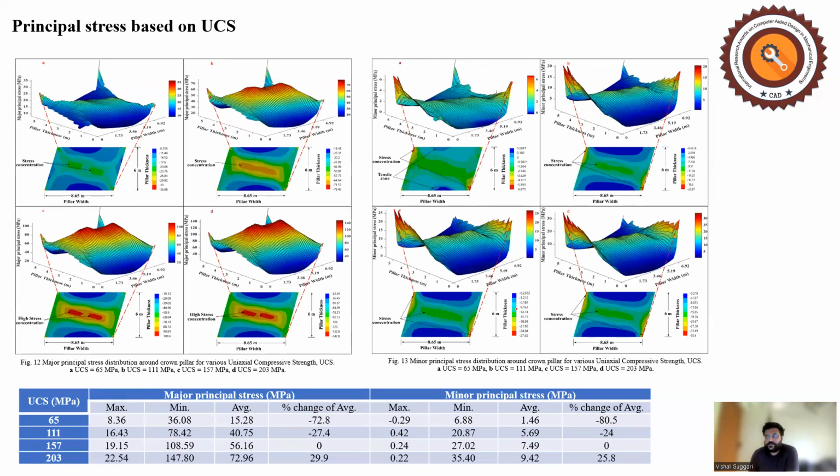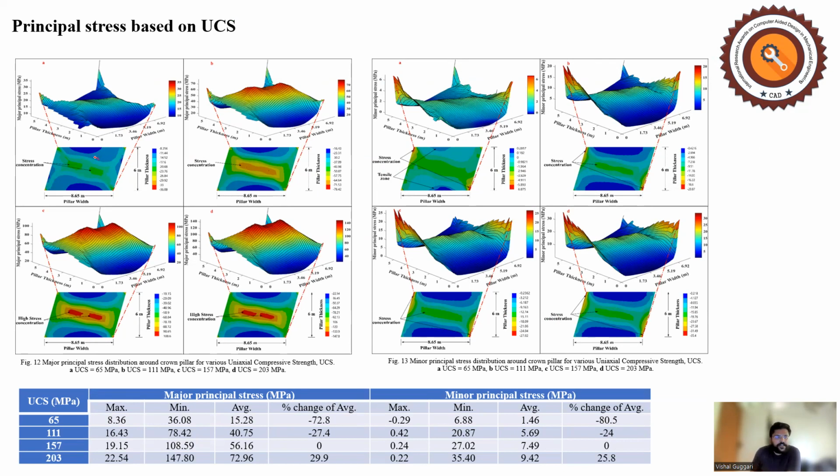Again, UCS indicates the strength of the rock mass, where it indicates the load bearing capacity. As we have already discussed, in case of pillar thickness, as you increase the pillar thickness, the load bearing capacity increases. In case of UCS, the same thing happens. A higher UCS has the capability of taking more load from the adjacent strata, and due to taking a huge load, at the center of the crown pillar the stress concentration increases.